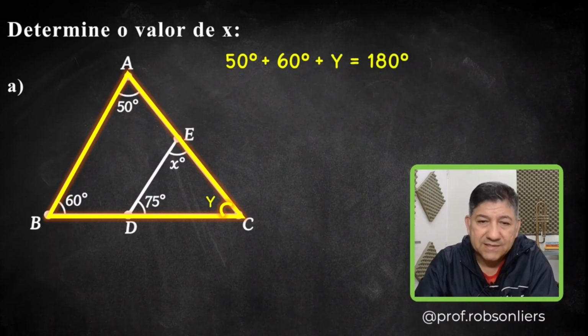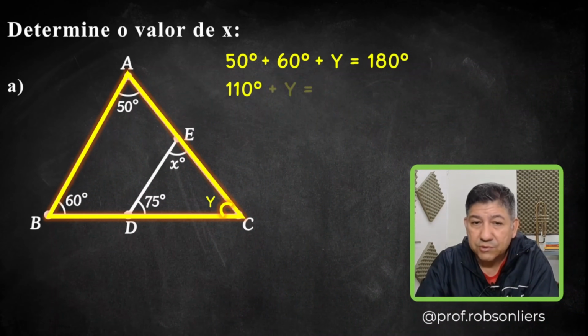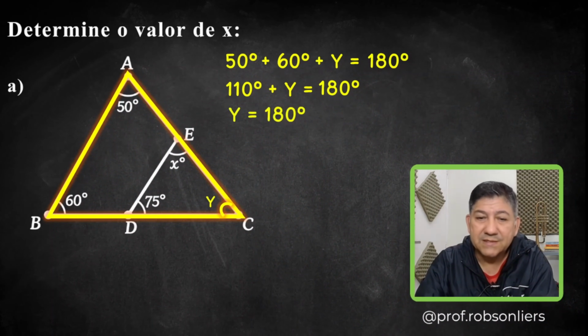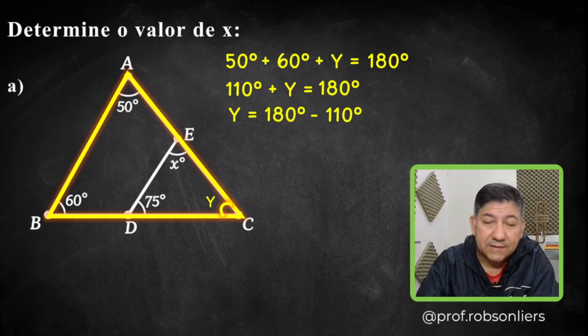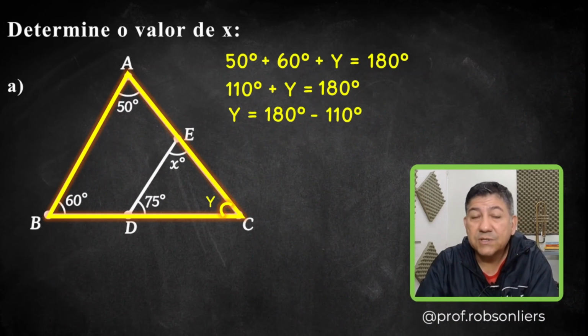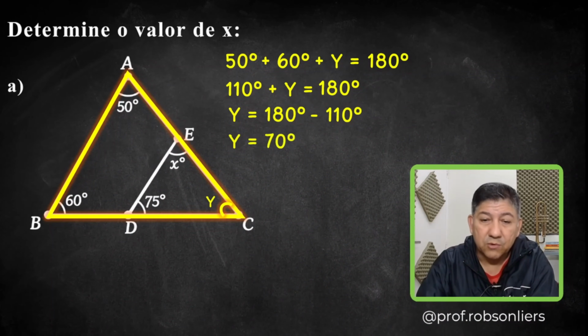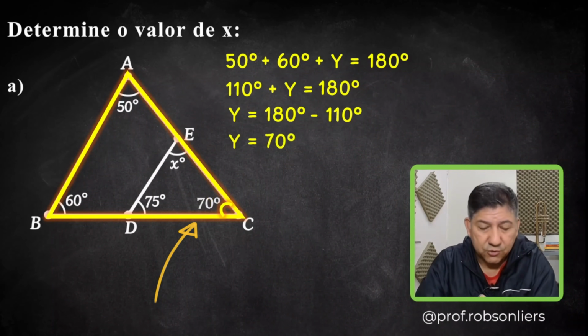Solving this sum here, 50 plus 60 is 110. So, 110 degrees plus Y will be equal to 180 degrees. Let's take the 110 that's being added and move it to the other side, subtracting. So Y will be equal to 180 degrees minus 110 degrees, that's 70 degrees. So we conclude that Y is 70. We found this angle here, got it?